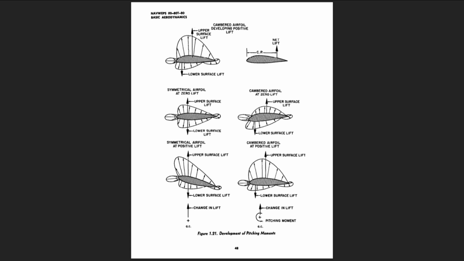Next, consider the cambered airfoil of Figure 1.21 at zero lift. To produce zero lift, the upper and lower surface lifts must be equal. One difference noted from the symmetrical airfoil is that the upper and lower surface lifts are not opposite one another. While no net lift exists on the airfoil, the couple produced by the upper and lower surface lifts creates a nose-down moment. As the angle of attack is increased, the upper surface lift increases while the lower surface lift decreases.